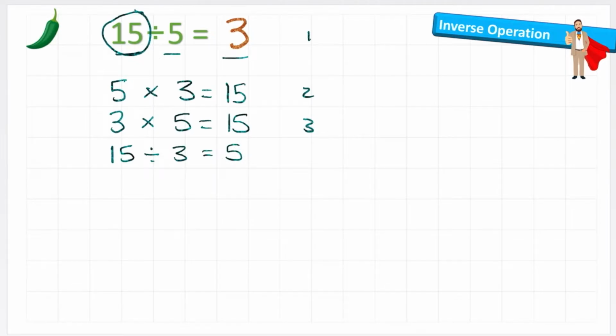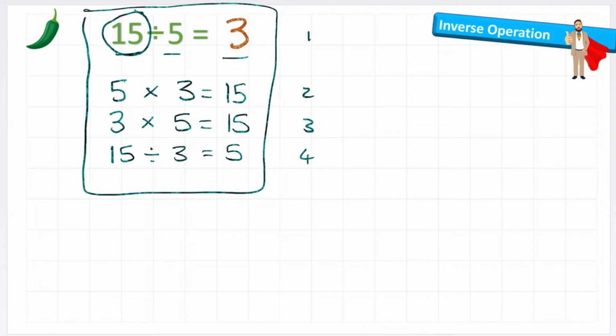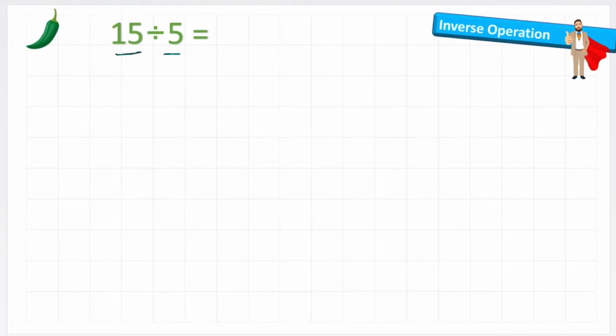So with the same set of numbers, I've actually managed to create 4 number sentences, and these 4 number sentences together are called the number family. And every question will have a number family, a different way of expressing the numbers using different operations. In this case, we have 2 multiplication and 2 division questions. Let's have a quick look at another one.